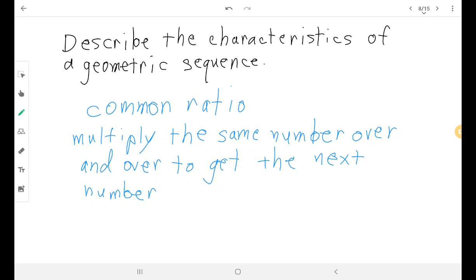Now, sometimes that number will be a fraction. Sometimes it won't, but we're just going to keep multiplying by the same number. If you find that you can divide by the same number, that's multiplying by 1 over that number. If I'm dividing by 6 over and over again to get the next number and the next number, one of the ways you can think of that is that I'm multiplying by 1 over 6 over and over and over again. So let's look. I'll give you a chance to process that for a moment.